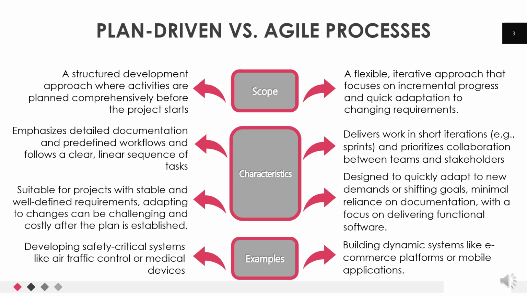In contrast, agile development is a flexible, iterative approach that prioritizes collaboration, adaptability, and customer feedback. Instead of a fixed plan, agile systems evolve through small incremental releases with continuous testing and feedback loops. Agile is crucial for projects where the requirements are expected to change frequently or where fast time to market is critical. Examples include web and mobile applications where customers' needs may shift rapidly.